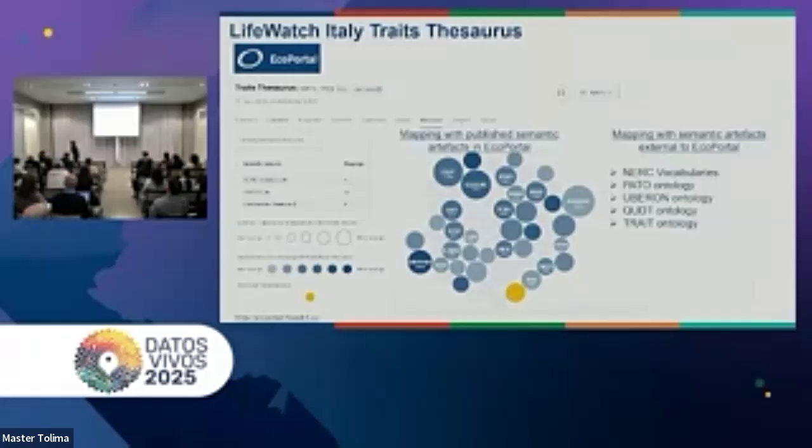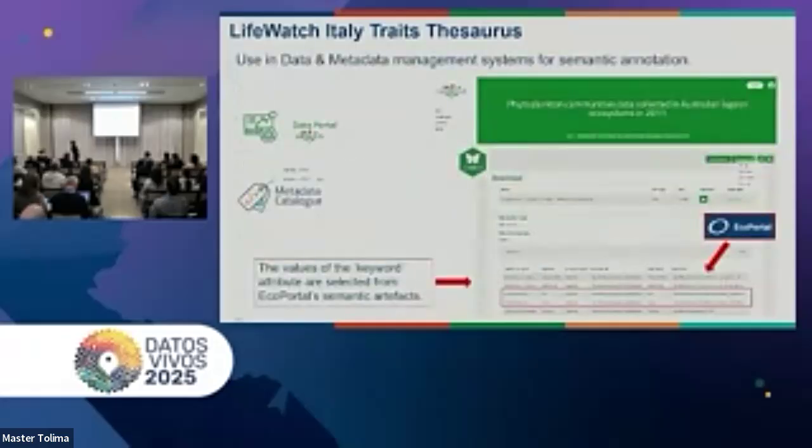We are mapping the concept not only with the semantic artifacts that are published in EcoPortal, that is the repository of LifeWatch, but also with external semantic artifacts like NERC vocabularies, trait ontology, and so on. So what do we use? We use the trait thesaurus in the data and metadata management system of LifeWatch Italy and LifeWatch ERIC.